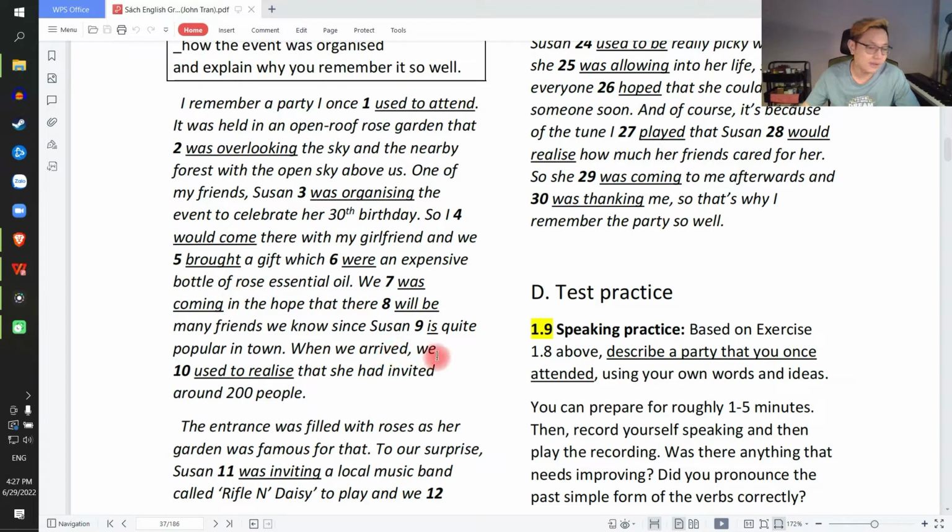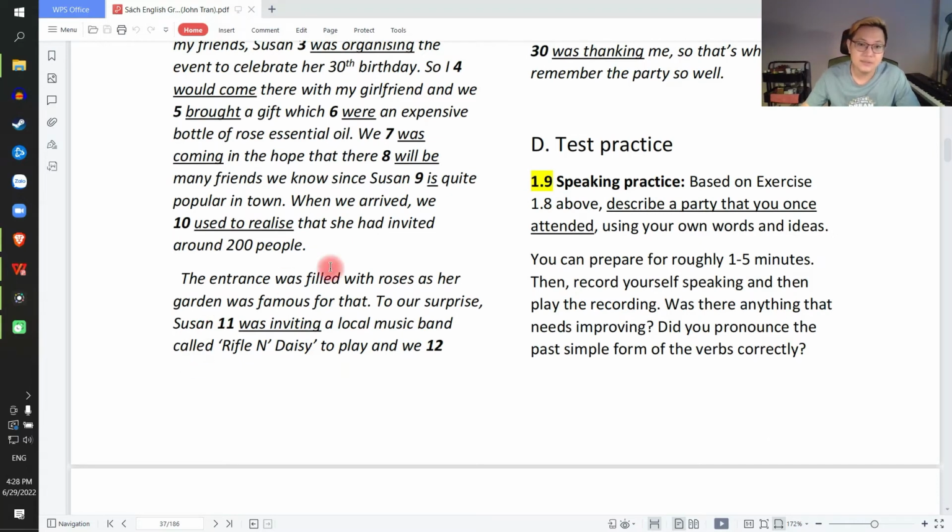When we arrived, we realized that she had invited around 200 people. So it's only one time that we realize that, right? Not a past habit. Nó chỉ có một lần chúng ta nhận ra được điều này thôi, rằng cổ đã mời được khoảng 200 người. Cho nên không phải là past habit được, không thể nào là used to realize được. So number 10 is only realized. Realized. Okay. The entrance was filled with roses as her garden was famous for that.